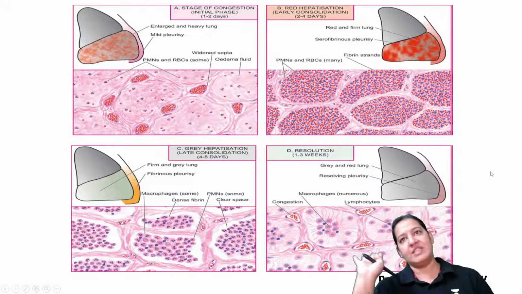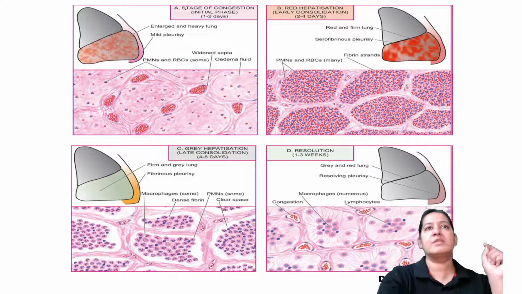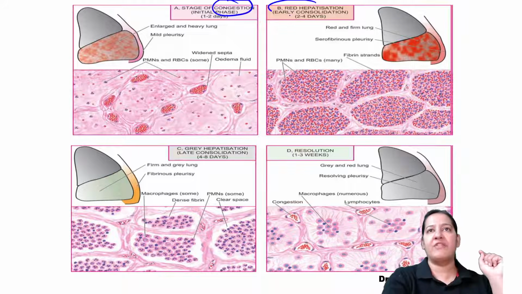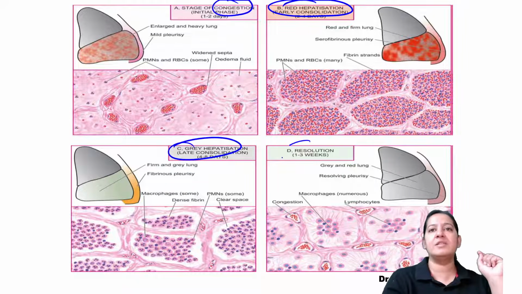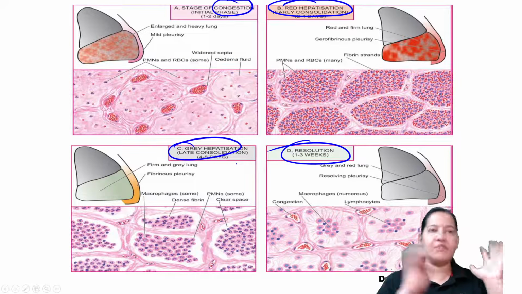Have you got the 4 stages? What are the 4 stages? Stage of congestion, stage of red hepatization, stage of gray hepatization, stage of resolution. You can see the gross finding of all of them.